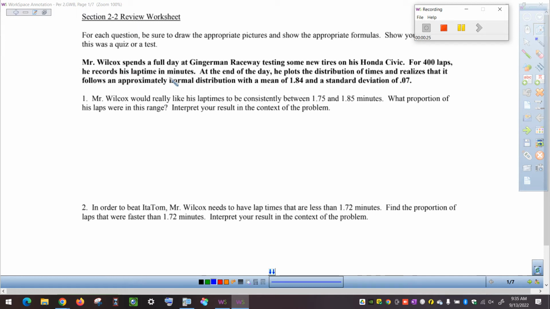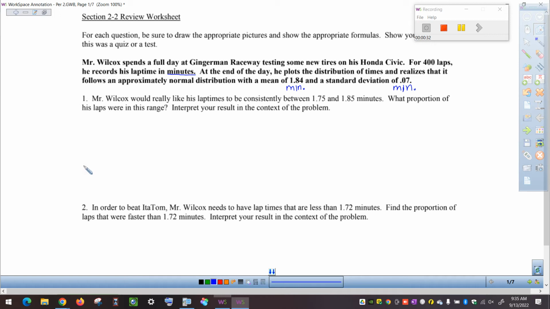So remember that our lap times are being measured here in minutes. So those are going to be the units here of those measurements they've given us. All right, so let's look here at number one. So it says that Mr. Wilcox would really like his lap times to be consistently between 1.75 and 1.85 minutes. We're going to find what proportion of his laps were in this range.